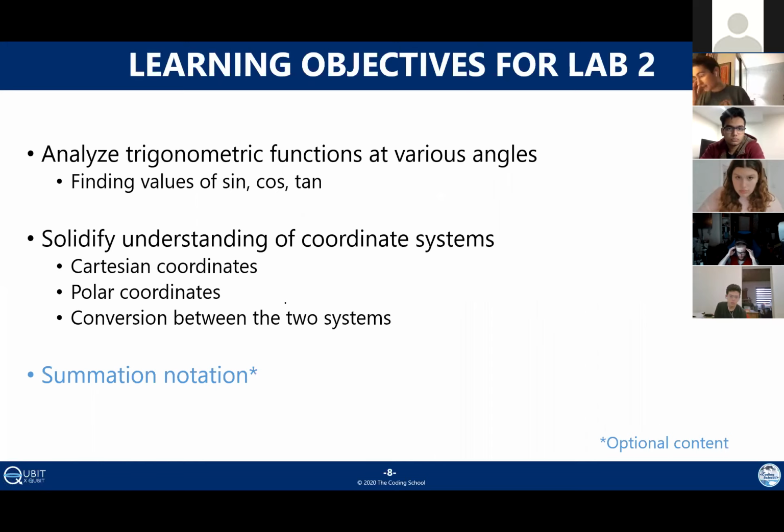Okay, so that was all the content we wanted to cover from last week. So now let's go into the learning objectives for this week. First up, we are going to have a little bit of a review of trigonometric functions at various angles. So this is essentially finding the values of sine, cosine, and tan for special angles. Next up, we are going to solidify our understanding of coordinate systems. So we're going to go over what Cartesian coordinates are, what polar coordinates are, and how you convert between them. And then if we have time, there's some purely optional content at the end to go over summation notation.